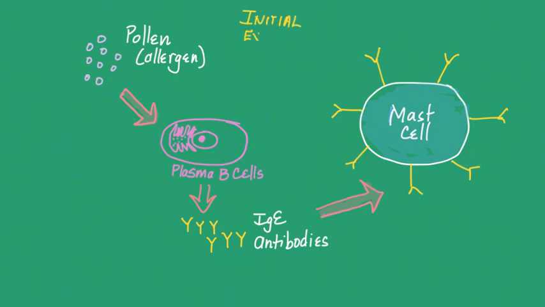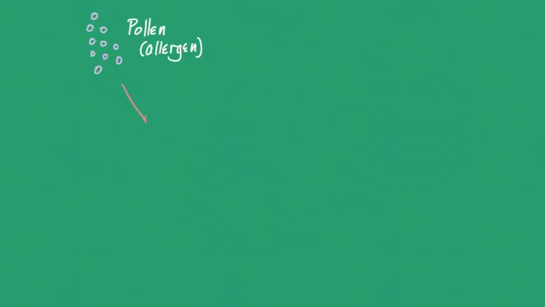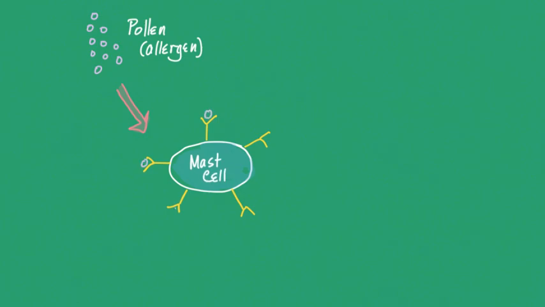Now let's see what happens when you are re-exposed to the same allergen at a later time. Now we're exposed to the same pollen or allergen for a second time. When the pollen enters the bloodstream, it comes in contact with the mast cell. The mast cell, which was previously exposed to the allergen, now has IgE antibodies still attached to it. These IgE antibodies immediately recognize the pollen, so there's the pollen attached to the IgE.